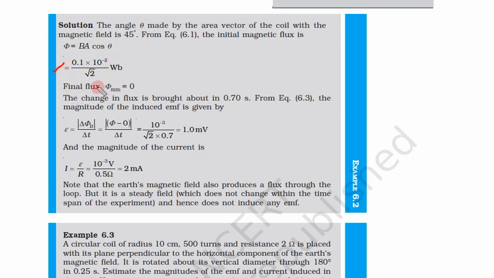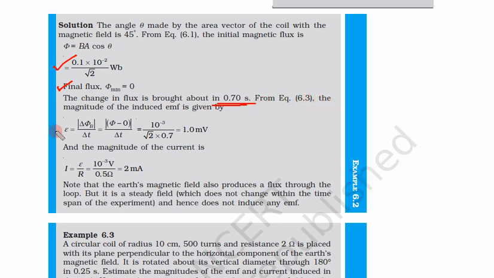So this was the initial flux. Final flux was 0 because the magnetic field was reduced to 0. When the magnetic field is 0, there is no flux. This is the final flux. Initial, final. The change in flux is brought about in 0.70 second. So how much time is given? 0.7 second. So now we have to put these values.